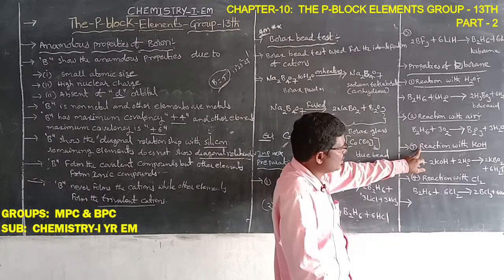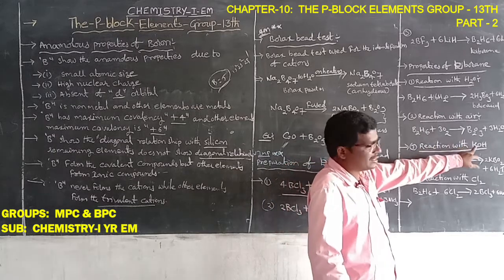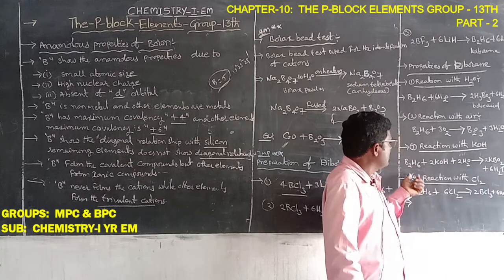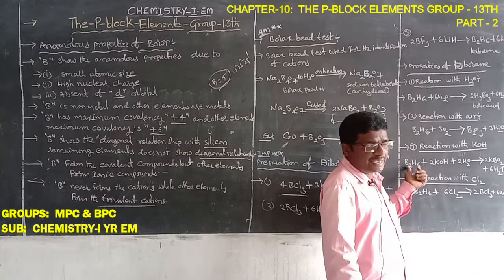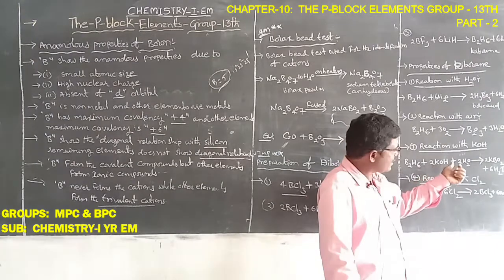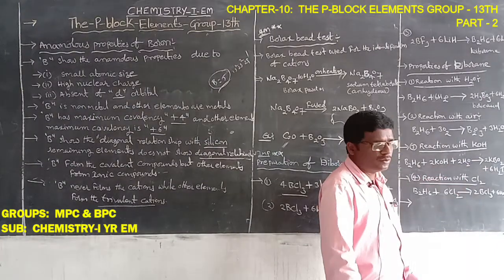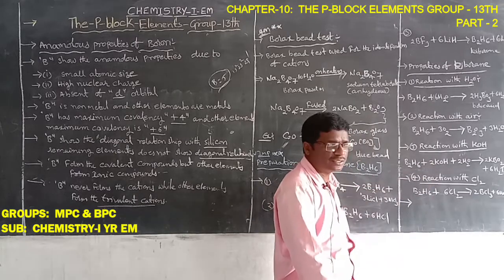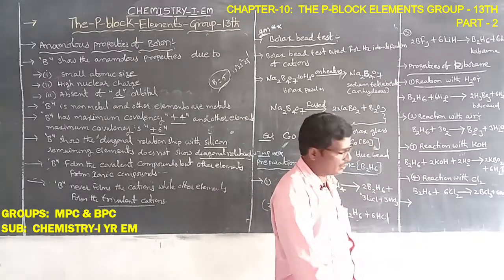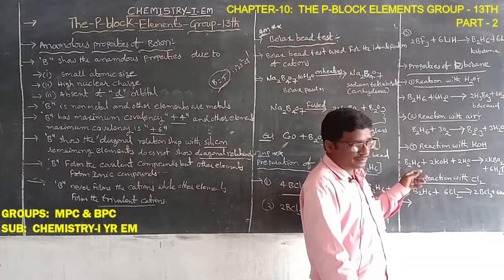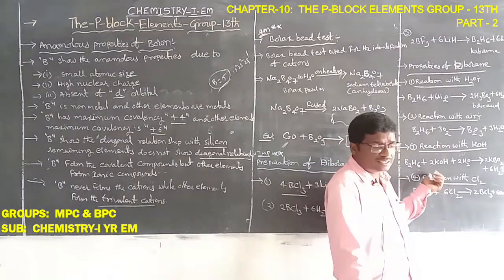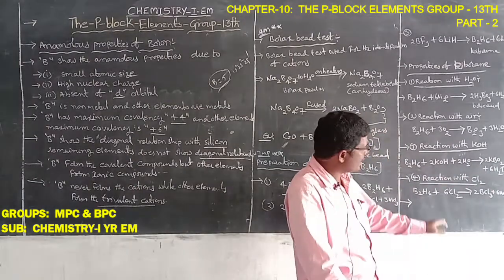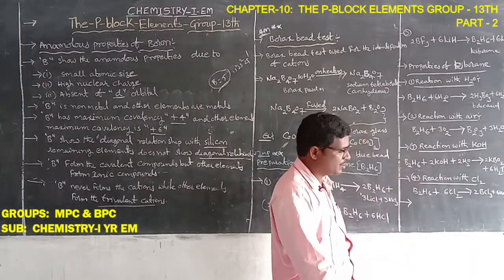Next, third one, reaction with potassium hydroxide. KOH is also known as potassium hydroxide. Diborane reacts with potassium hydroxide solution to form potassium metaborate. Diborane treated with potassium hydroxide solution forms potassium metaborate. That is the third property.